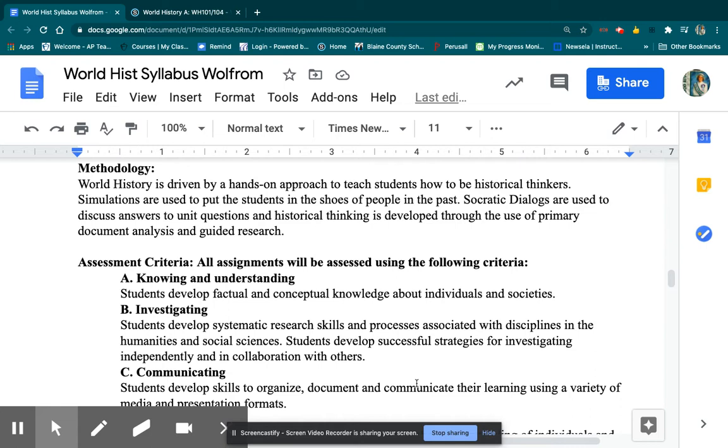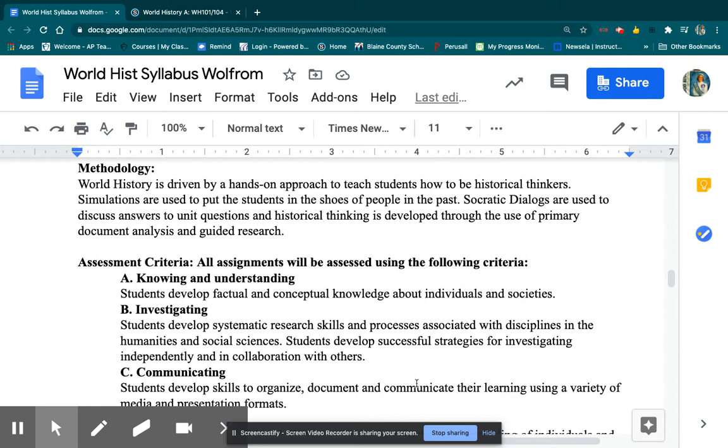I try to do a lot of hands-on stuff. We'll have to see how it goes, given the unprecedented time we are in. But I do try to keep it creative and interesting for you. But really, you get out what you put in. So the more you engage in this class, both face to face and when we're online, the more you're going to get out of it. So you need to really take ownership of your own learning. Adding to that, these are our assessment criteria.